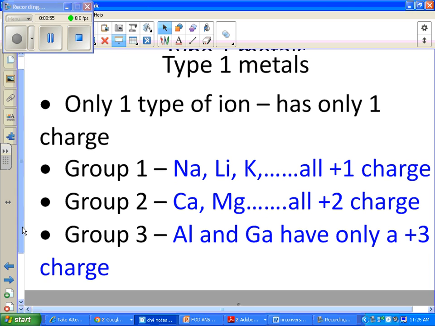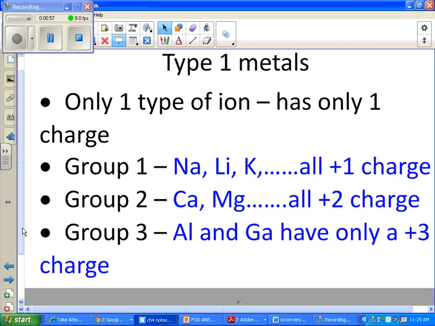Alright, there are two types of ionic naming. The first type is type 1, which means only one type of ion or one type of charge will be used. So the group 1 elements such as sodium, lithium, potassium, if you look above their symbol on the periodic table for this class, there's a little number 1 above the symbol. That indicates the positive 1 charge, and it's positive because they are metals.